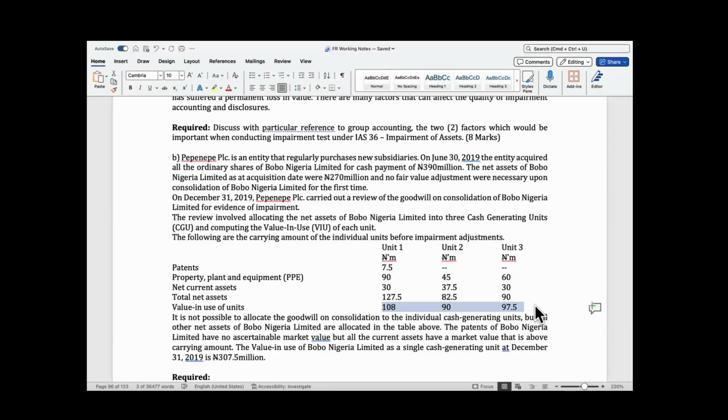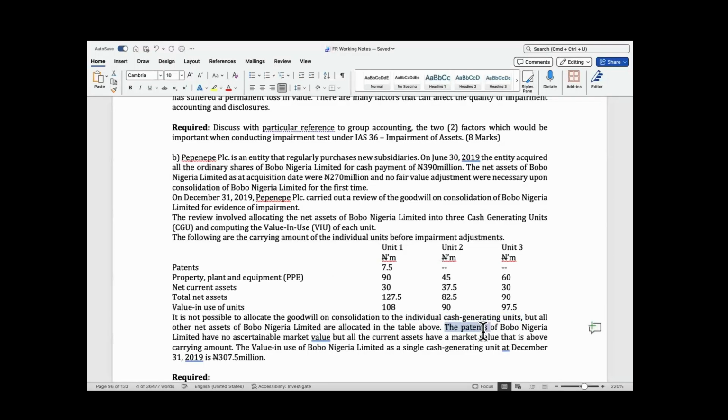Now, it is not possible to allocate goodwill on consolidation to the individual cash generating units. Of course. So that's why you can't find goodwill in any of the CGUs. Right? Goodwill is entity based. Goodwill relates to the entire company. So we cannot say this goodwill belongs to part of this company. No, it's entity based. But all other net assets of Bobo are located in the above table. So they could easily allocate other assets to CGUs, right?